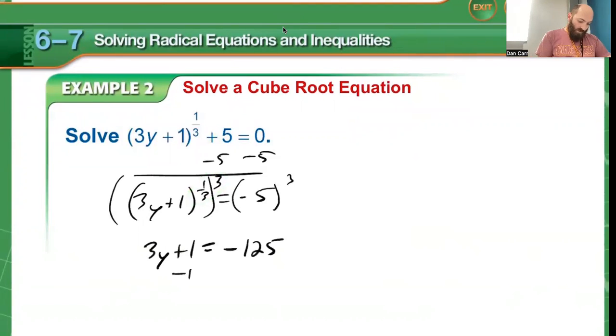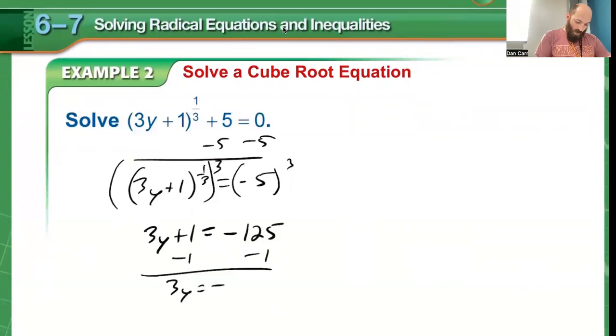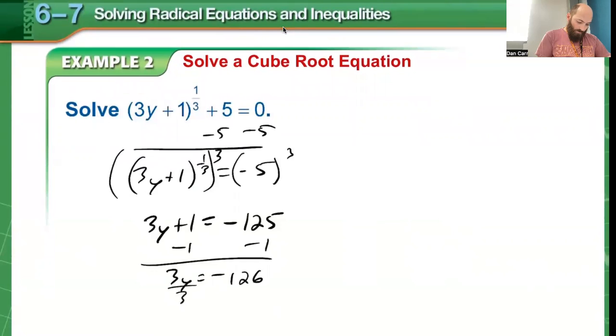From there, subtract 1 on both sides. So I get 3y is equal to negative 126. Then I divide both sides by 3. So y is equal to negative 42.